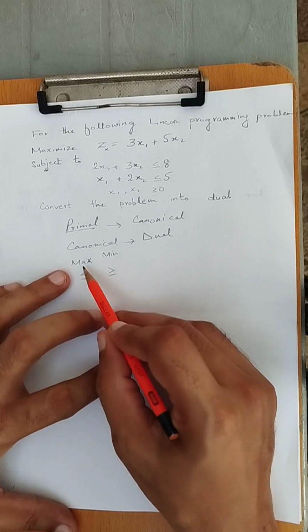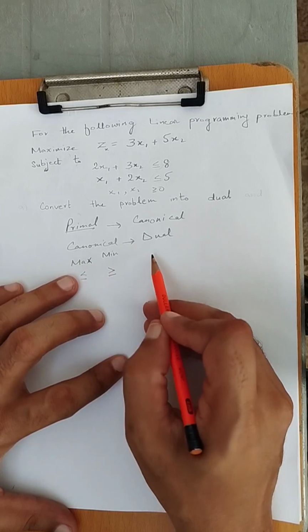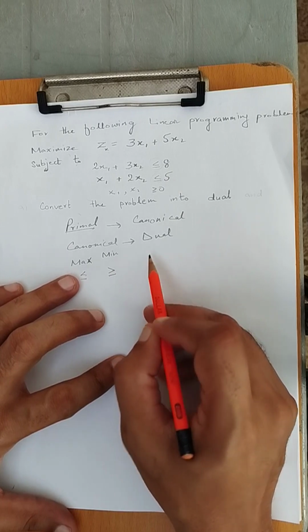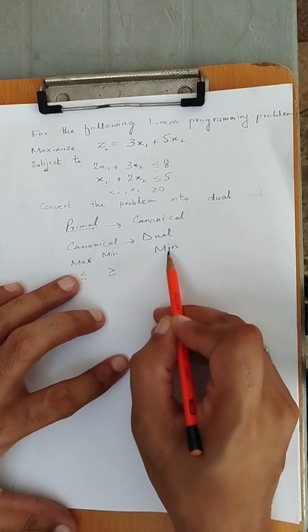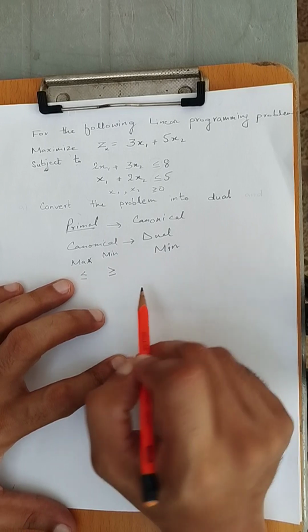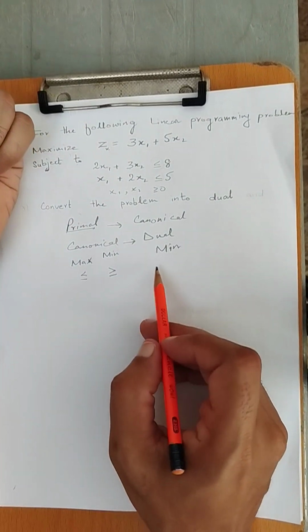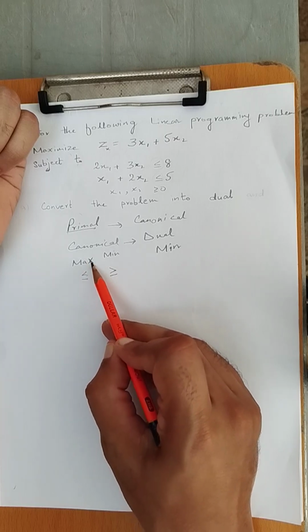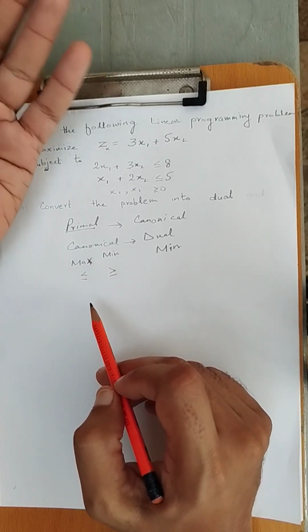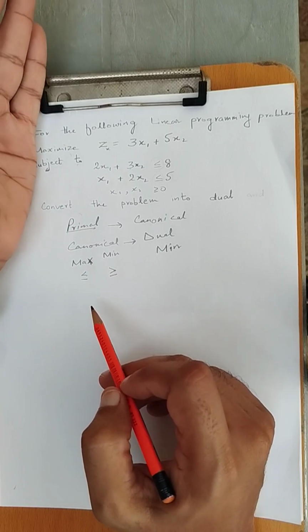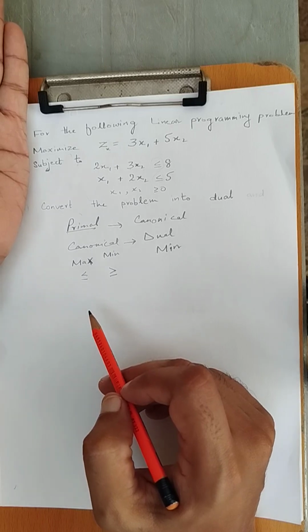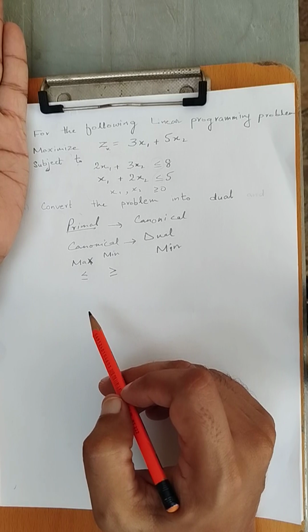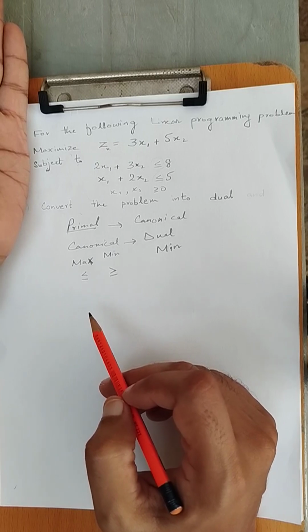In the dual form, the profit maximization function has to be converted into the minimization of cost. Basically, in duality, we try to find out both ways: one is to minimize the cost or maximize the profit. When you minimize the cost, it is basically equivalent to the maximization of profit. So when the cost is reduced, the profit is maximized.